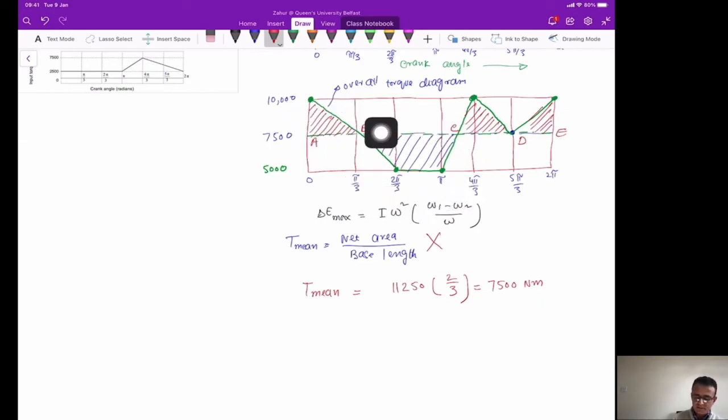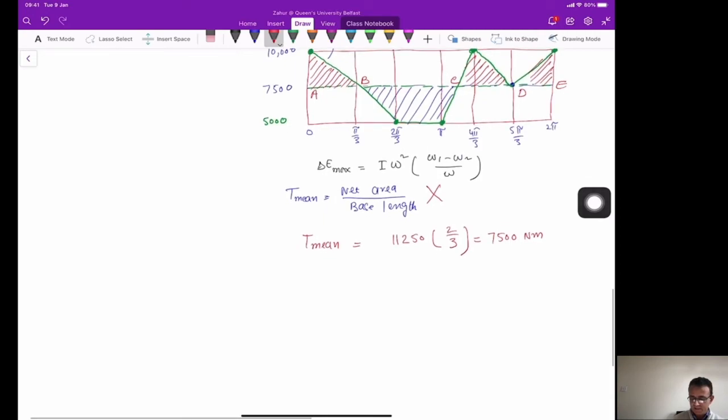In other words, you can calculate this blue area, and again it should give you the same value of the delta E maximum. And because this 7500 is the mean line, the red areas which are above the mean line are exactly the same as the area which is below the mean line. So let's try to calculate this blue area here. If you say this is delta E maximum, we can calculate delta E maximum.